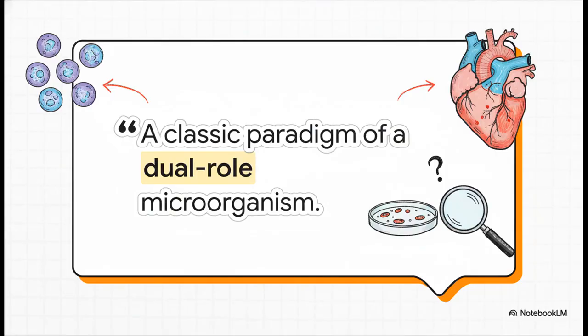This quote just nails it, right? Streptococcus gordonii is the perfect example of a Dr. Jekyll and Mr. Hyde microbe. In its natural home, the mouth, it can be totally harmless, even helpful. But the second it gets into the bloodstream, it completely transforms into this really dangerous pathogen. And that dual nature, that's the central theme we're going to explore.